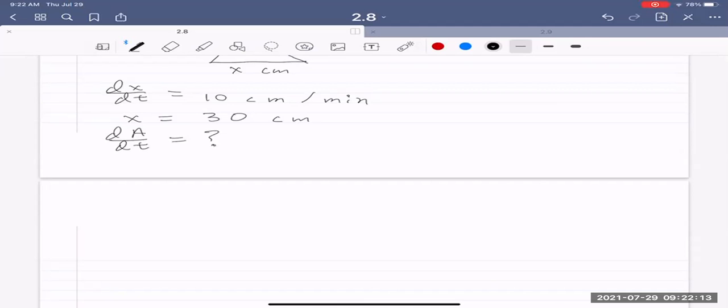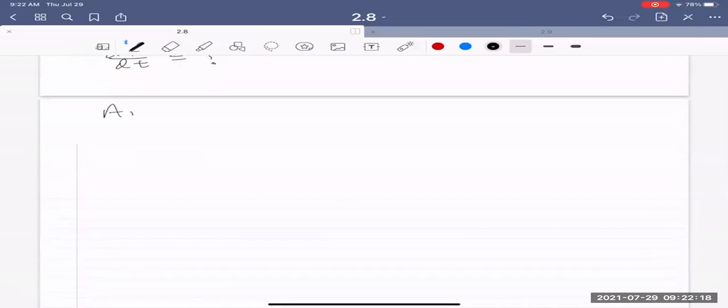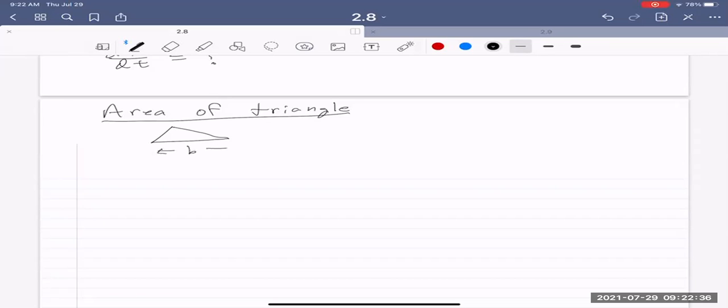Let's recall the area of a triangle. We have some triangle, let's say. Its base has a length of b and the height is, let's say, h. Then the area of a triangle is 1/2 base times height.